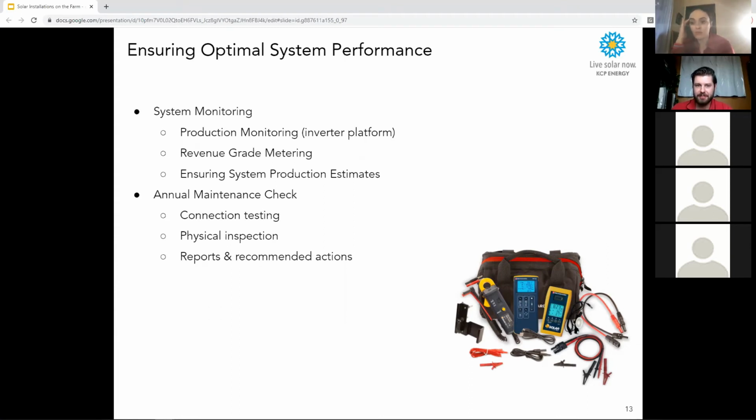Typically with these, you're going to receive a report at the end that details any issues or loose connections or any recommended fixes that should happen to make sure the system continues to operate at optimal performance.